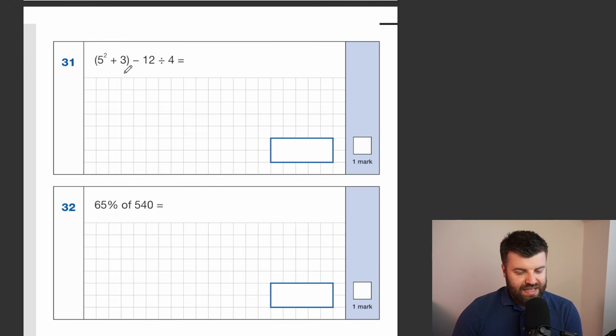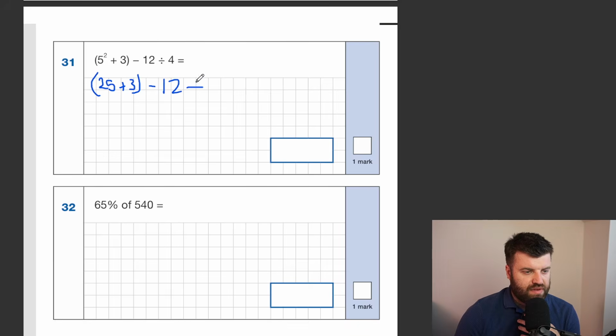Wow. Let's take a look at this then. So BIDMAS, we have to do the brackets first. So it doesn't matter that there's division here. We have to do this brackets first. So 5 squared is 25 plus 3, minus 12 divided by 4. That's the first step. So I've got to do what's inside the brackets, which was the squaring first. Then I do 25 add 3. So that's going to be 28.